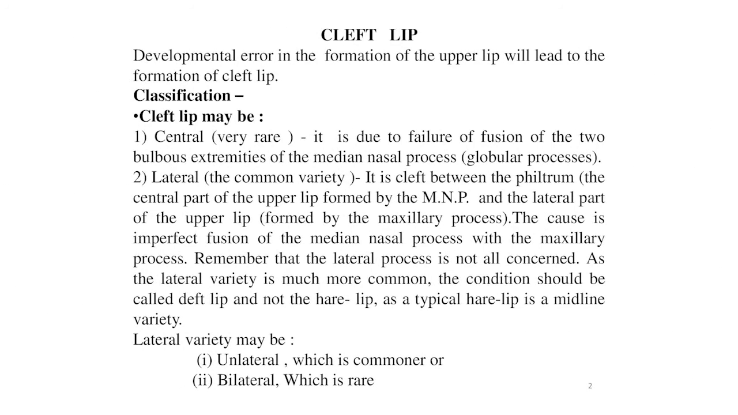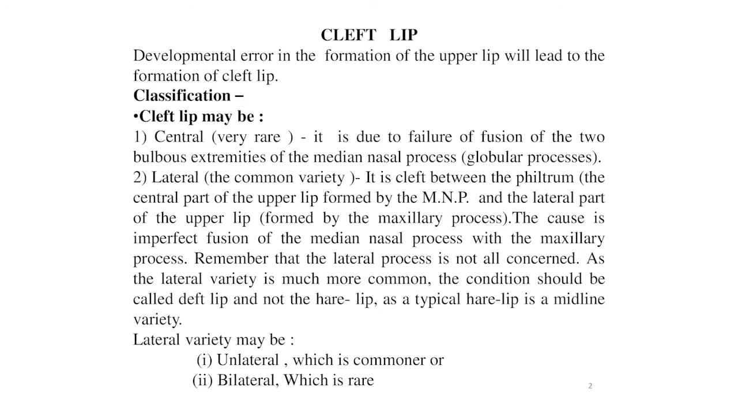Now, the cleft lip. Developmental error in the formation of the upper lip will lead to the formation of the cleft lip. Classification of this cleft lip: it may be central, which is very rare. It is due to the failure of fusion of the 2 bulbous extremities of the median nasal process, that is the globular processes. Second is the lateral, the common variety. It is the cleft between the philtrum, the central part of the upper lip formed by the MNP, the medial nasal process, and the lateral part of the upper lip formed by the maxillary process. The cause is imperfect fusion of the median nasal process with the maxillary process.